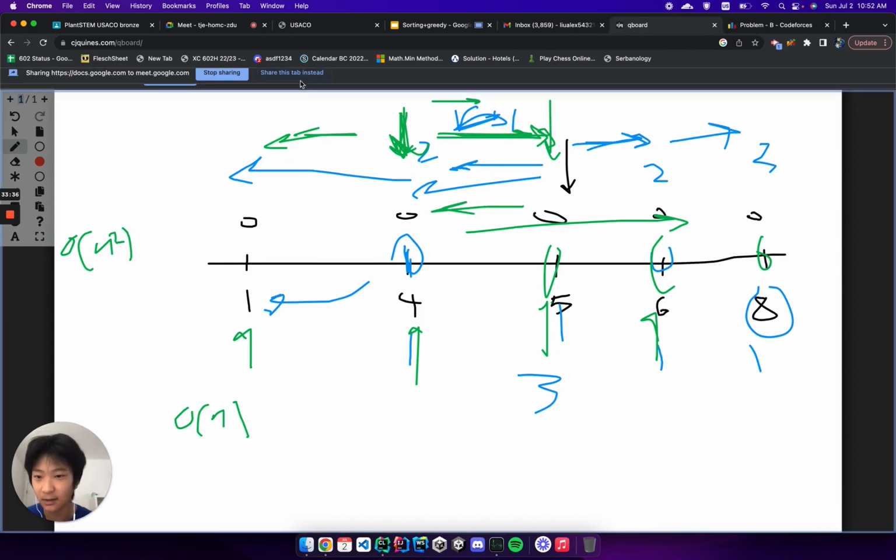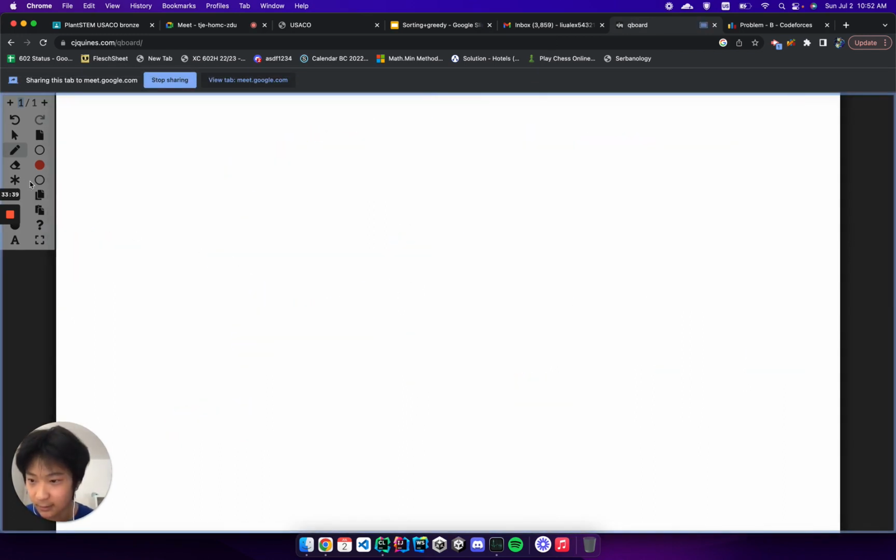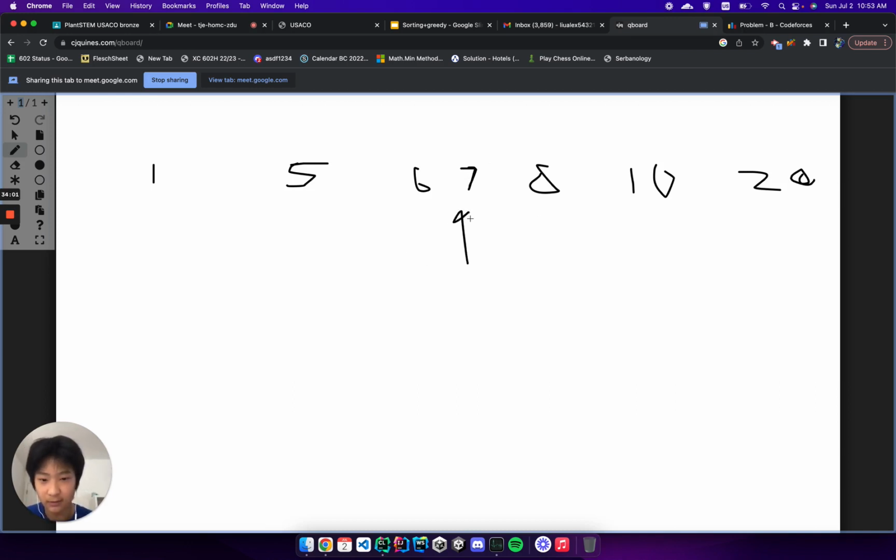So let's say we're given some values, like 1, 5, 6, 8, 10, 20. So this is our sorted array. Let's say there's a 7 here. What we do is we first check this middle value. And let's say we're trying to find x equal to 10. So first we look at the middle value in the entire array, and we see that 7 is less than 10, right?